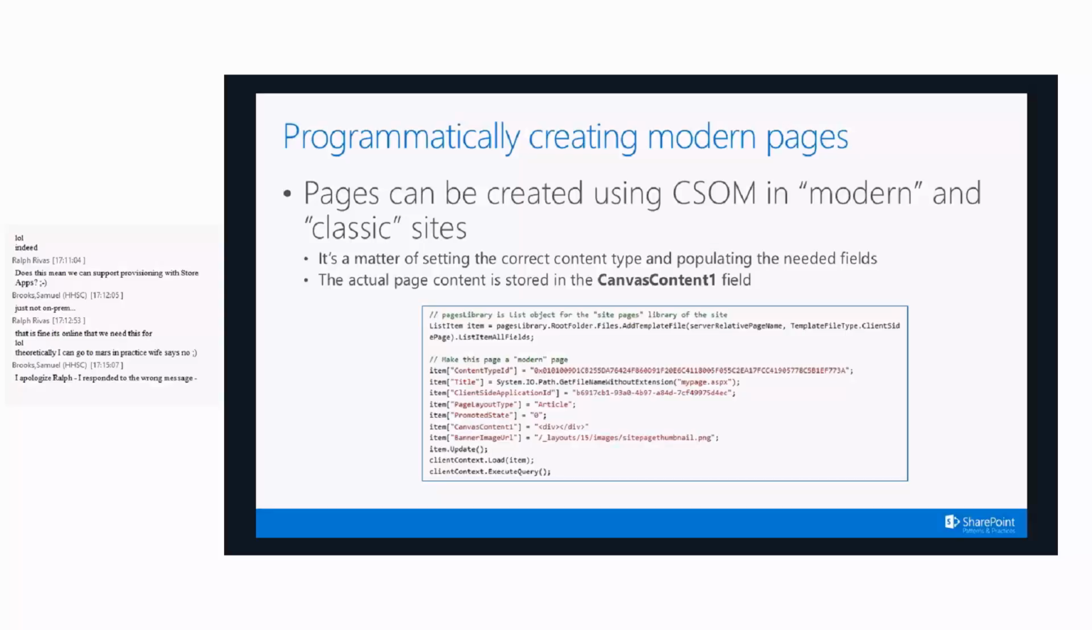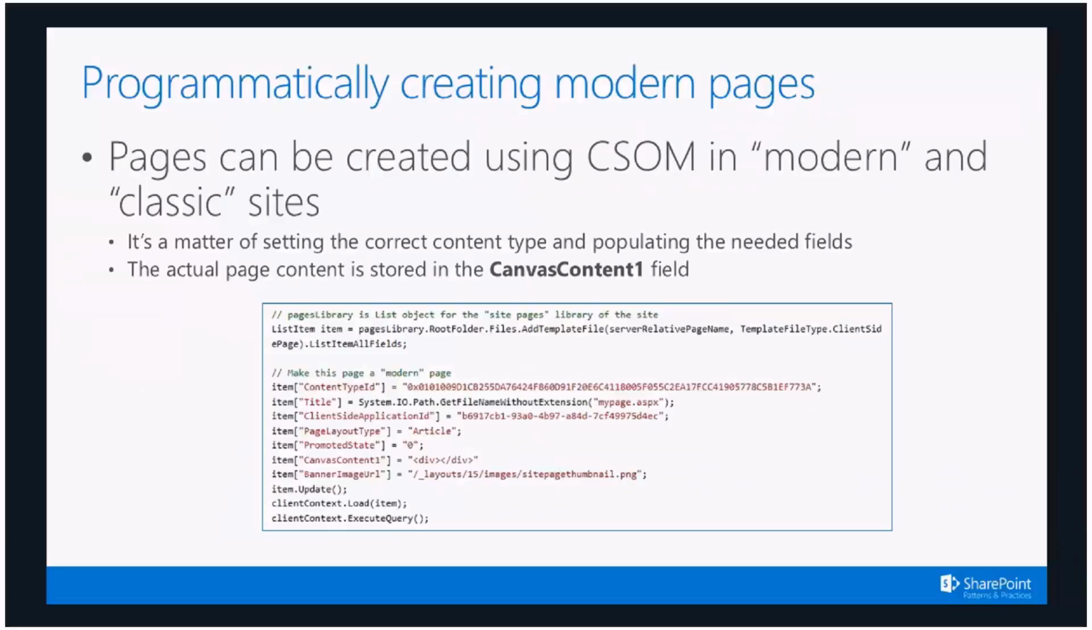What else is important to know here is this client-side application ID. Essentially, this is a feature ID linking to the modern pages infrastructure that we have in SharePoint Online. So you need to set this particular feature ID. A page has a layout type.